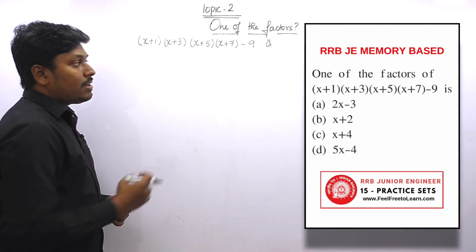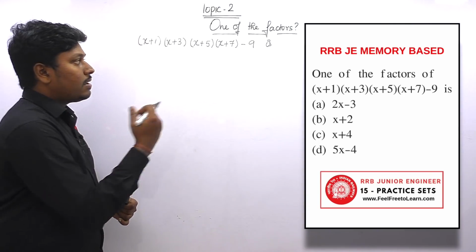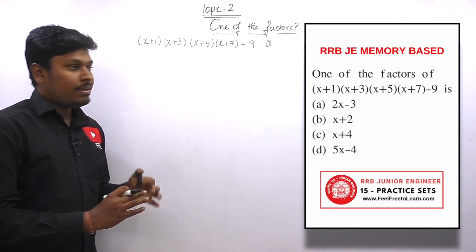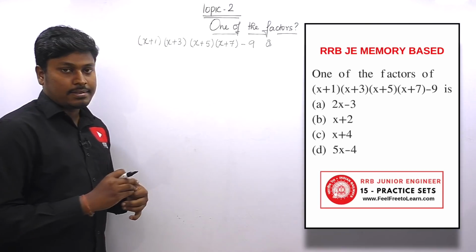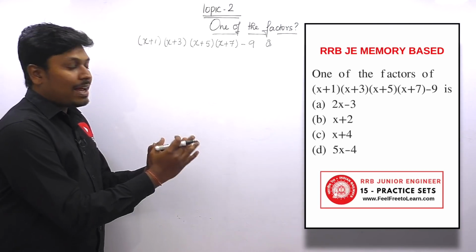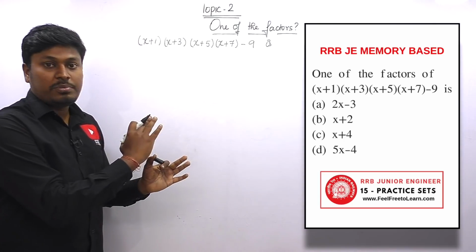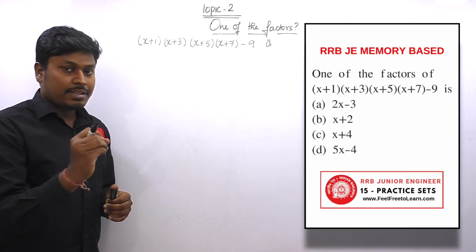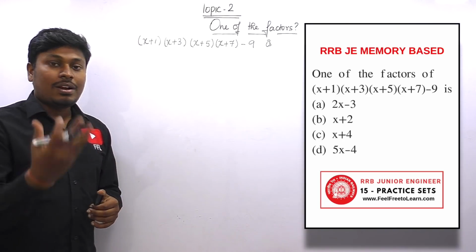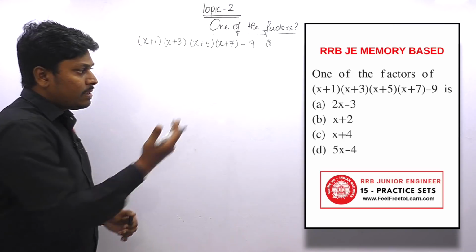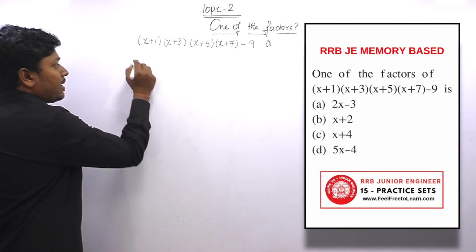Let me solve another example question that was asked in the RRB JEE exam. So, (x plus 1) into (x plus 3) into (x plus 5) into (x plus 7) minus 9 is. So what you have to do is look into the options, find the value of x from the option, and then substitute it in this expression. If we are getting 0, then that will be the answer. If you are not getting 0, then that will not be a factor of the given expression. Got it? So let me move to the first option, 2x minus 3.